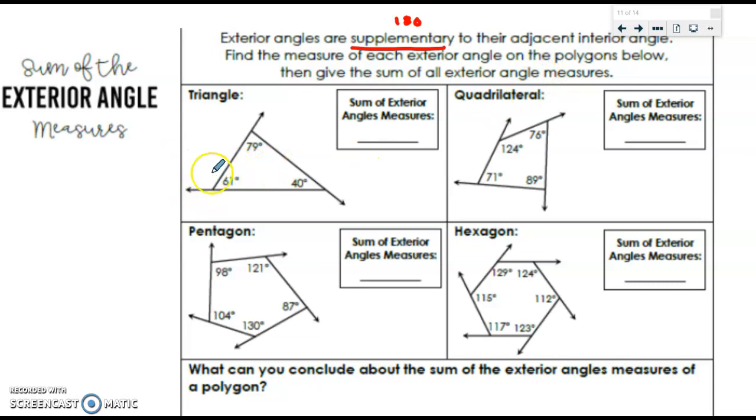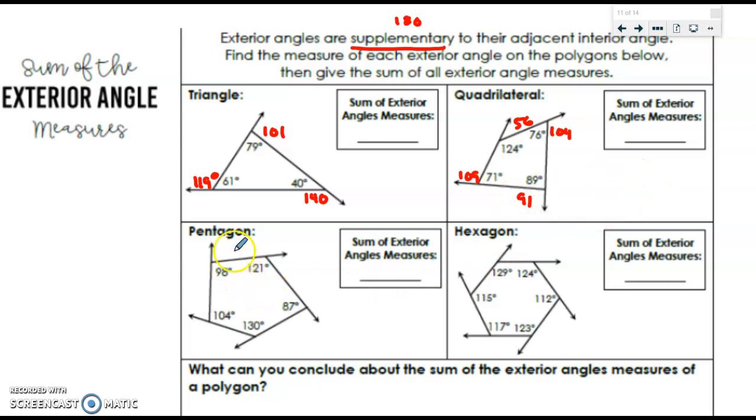Like if I look at 61, well, what plus 61 gets me 180? It's 119 degrees. And if I look at 79, what plus 79 equals 180? We would say that's 101. And with this other one, what plus 40 gets me 180 degrees? It's 40. Now looking at this quadrilateral, we're looking at the same idea: what plus 71 equals 180? We got 109, then we got 56, and we got 104, and we got 91.